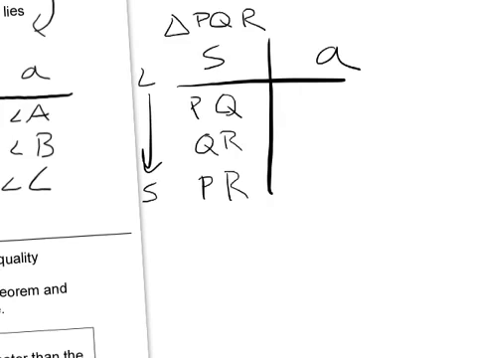Hopefully you saw that the letter missing from PQ, out of my triangle PQR, is angle R, so angle R must be the largest angle. The letter missing from QR is P, so angle P must be the middle one, and the letter missing from PR is angle Q, so angle Q must be the smallest one. And that's really all there is to it.